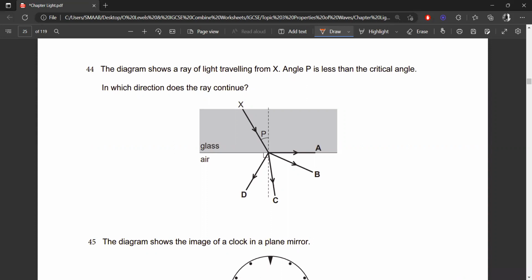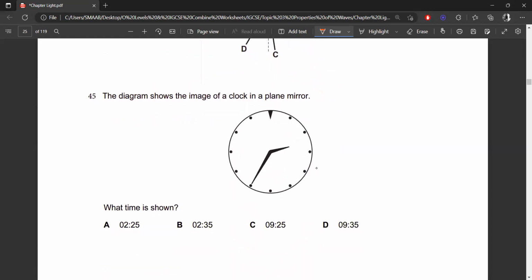And if you remember the condition when light moves from dense to rare medium, what will be the direction of the light ray after passing from dense to rare? Oh, it will be B. Yes. So always remember the basics. All questions are related to your basics. So that will be easy to find out the correct answer.